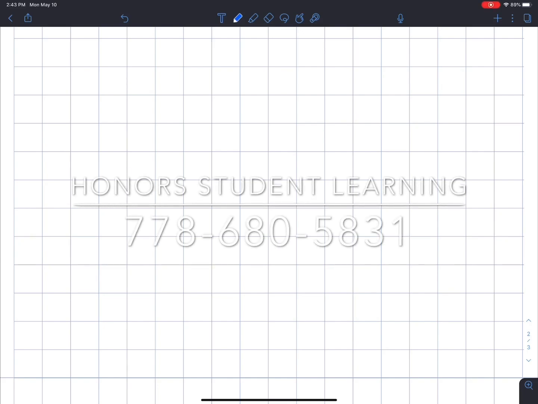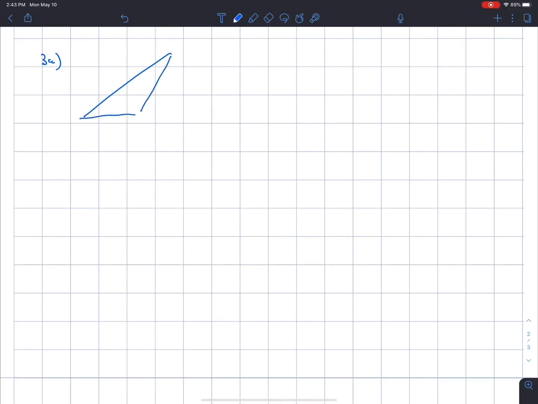Okay, moving on to question 3a. First of all, I can label this as angle 3, right? All the angles in the triangle must add to 180. So if they both have angle 1 and 2, the last one must be the same.